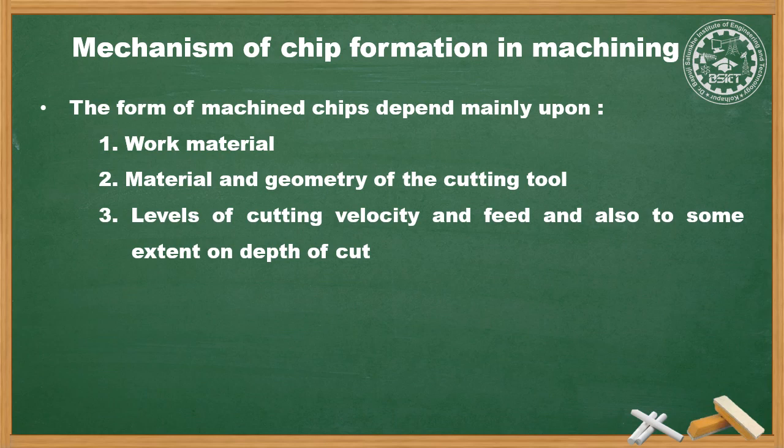levels of cutting velocity and feed, and also to some extent depth of cut, that is, the cutting velocity, the feed and the depth of cut. For example, if we use a higher depth of cut on a lathe machine, we get chips in the form of blue and black lining, that is, the excess depth of cut tries to burn the metal, or the chips are obtained in the form of burned chips.